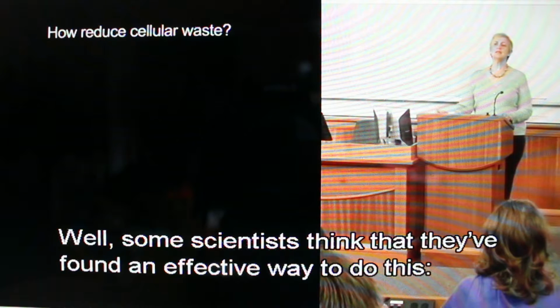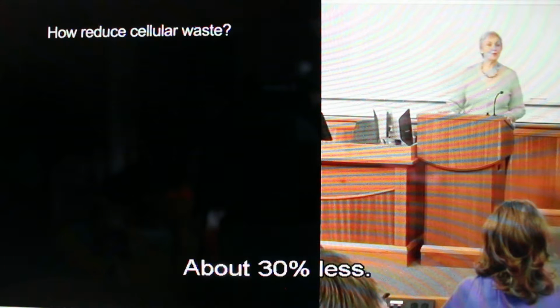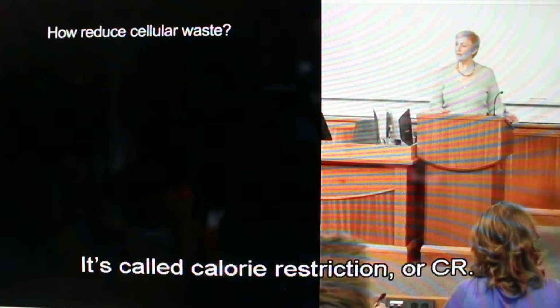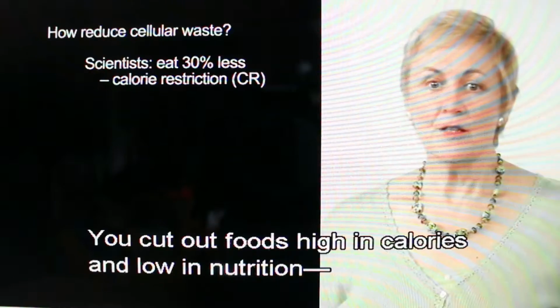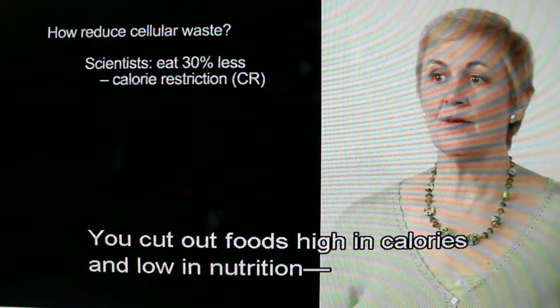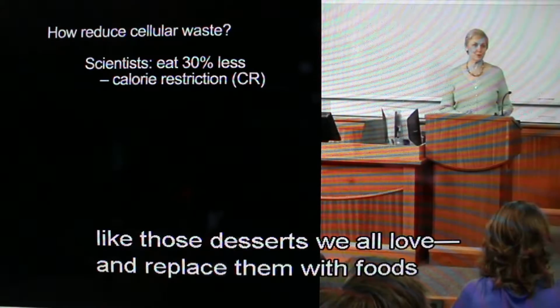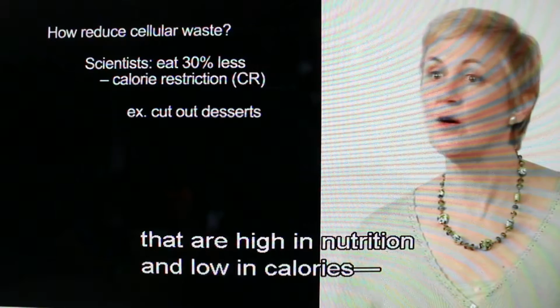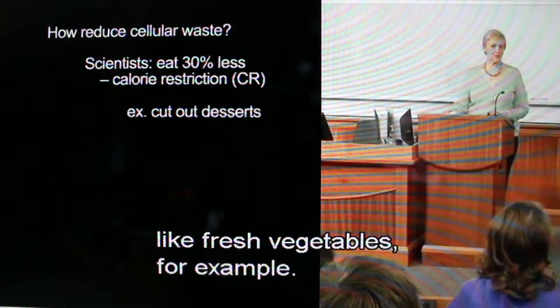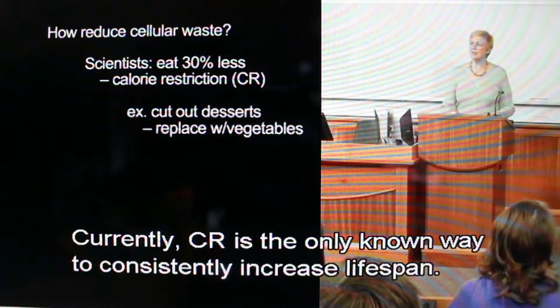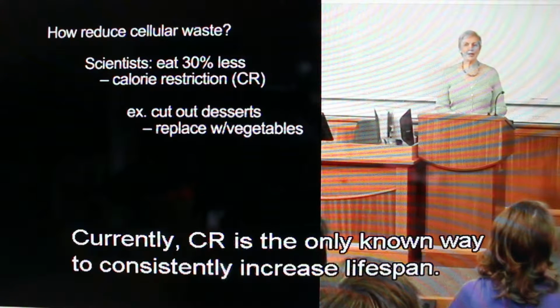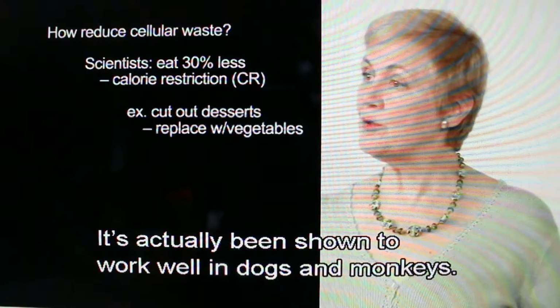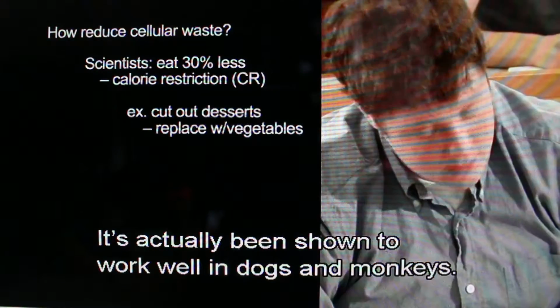Well, some scientists think they found an effective way to do this. Eat less, about 30% less. It's called calorie restriction, or CR. You cut out foods high in calories and low in nutrition, like those desserts we all love, and replace them with foods that are high in nutrition and low in calories, like fresh vegetables, for example. Currently, CR is the only known way to consistently increase lifespan. It's actually been shown to work well in dogs and monkeys.